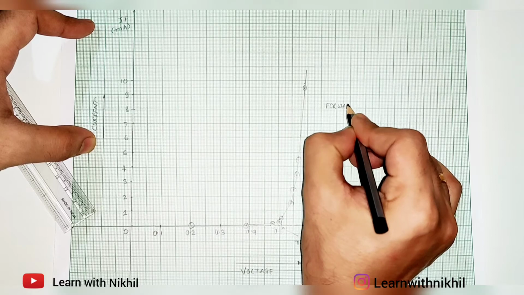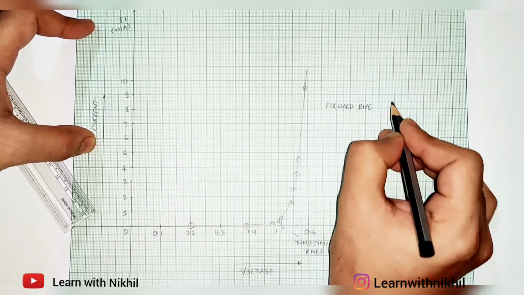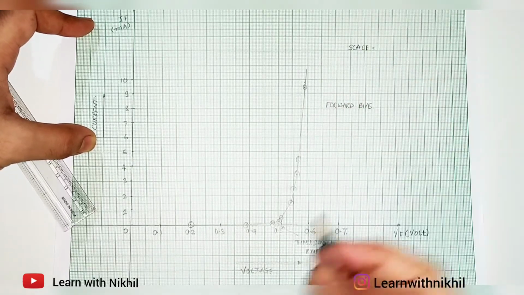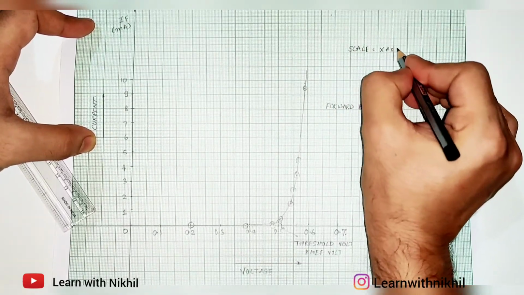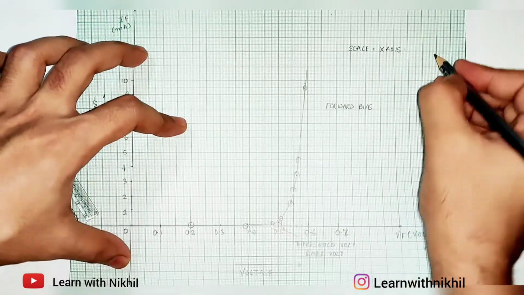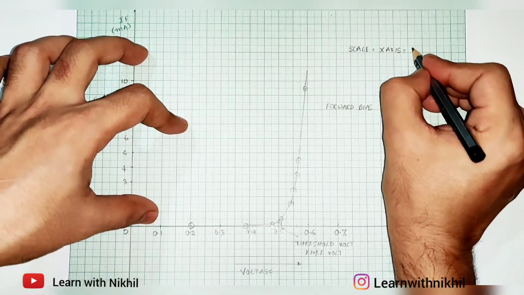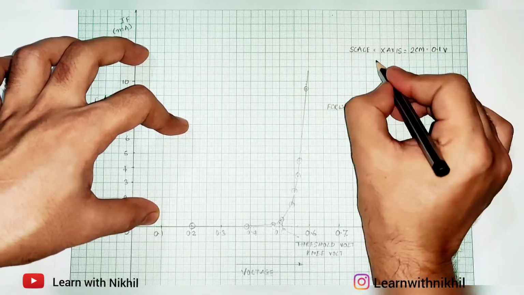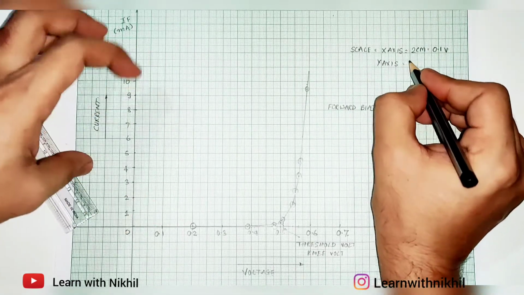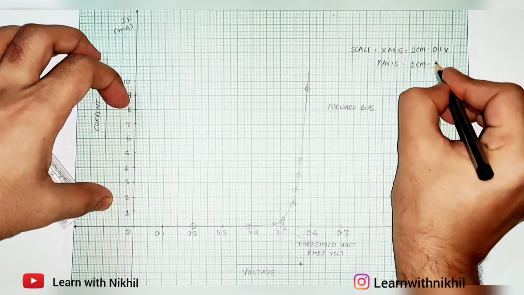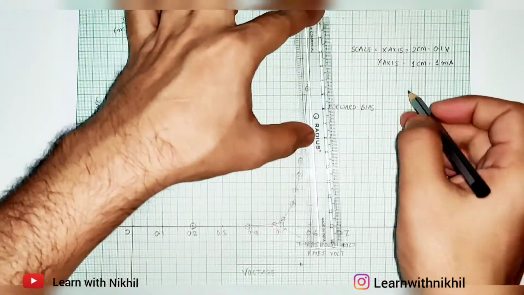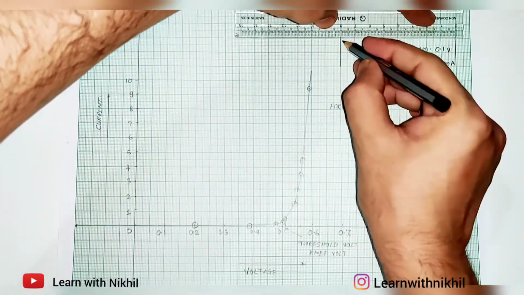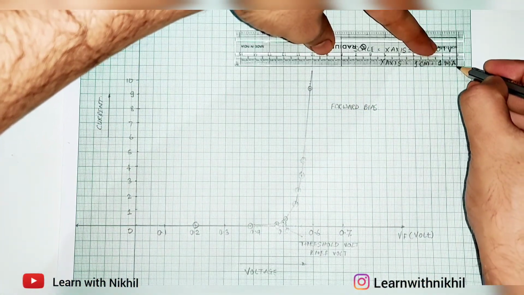So I'll write here forward biasing, and finally you have to write down the scale. Scale is for x-axis 2 centimeters is equal to 0.1 volts, and on y-axis 1 centimeter is equal to 1 milliampere. And we are done with the PN junction diode.